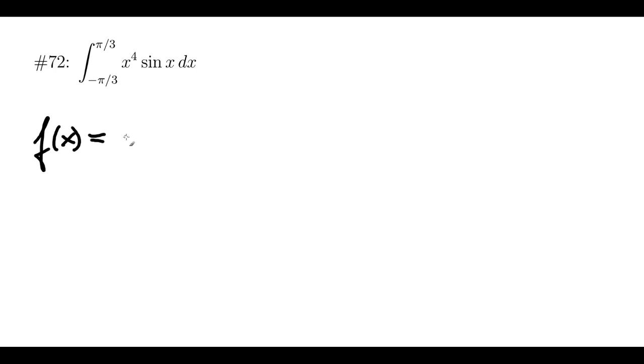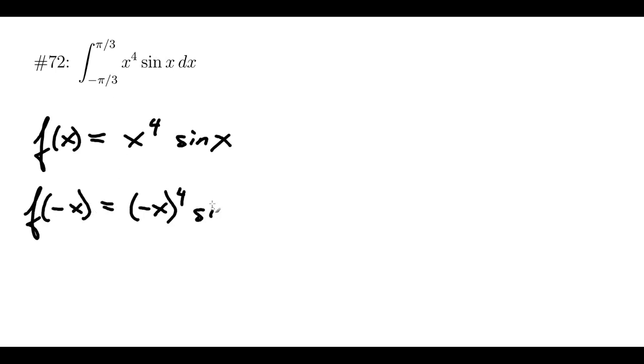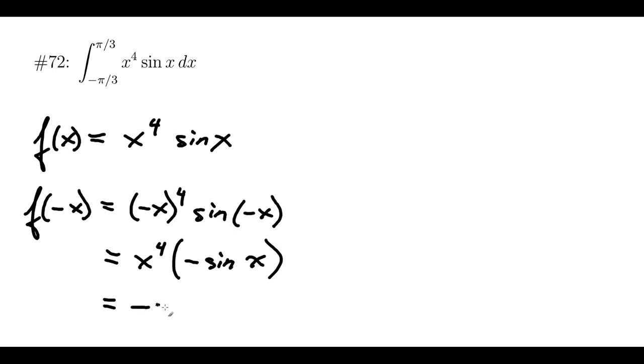Let f of x be x to the 4th sine x. And if this has any kind of symmetry, hopefully it is either even or odd. So let's try it out. F of negative x would be negative x to the fourth times the sine of negative x. Negative x to the fourth power is the same as x to the fourth power because negative 1 to the fourth is a positive 1. Sine of negative x is negative sine x. So this is equal to the negative of x to the fourth sine x, and that is equal to the negative of f of x.